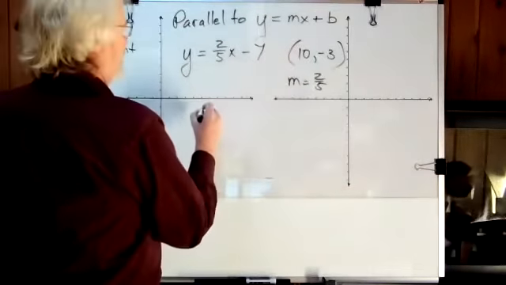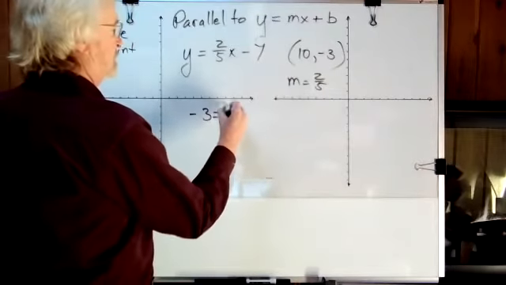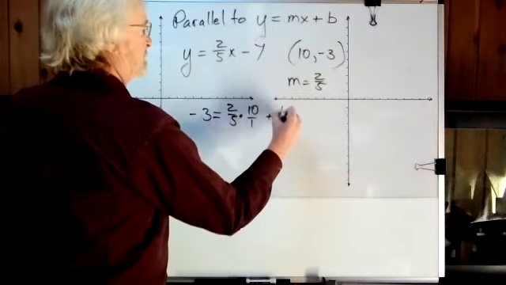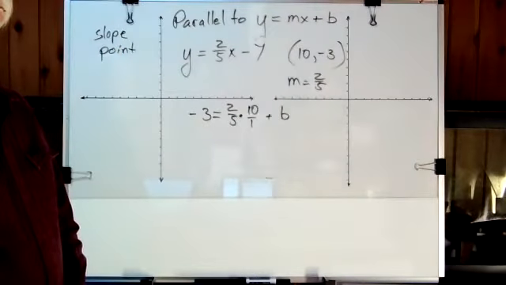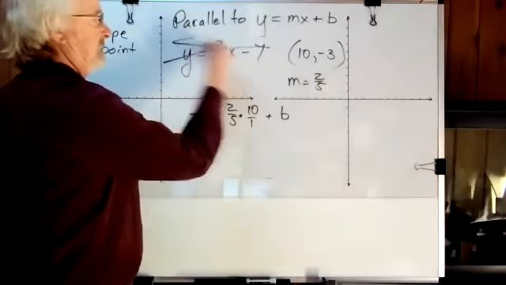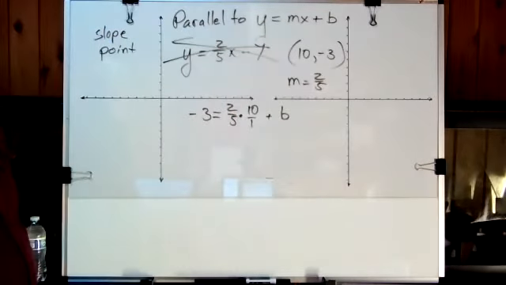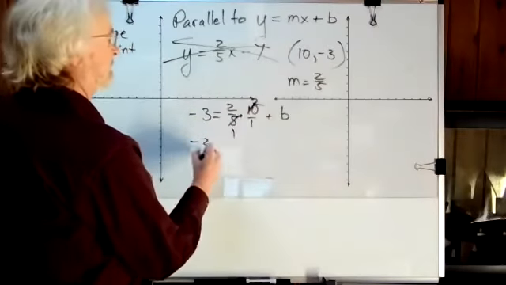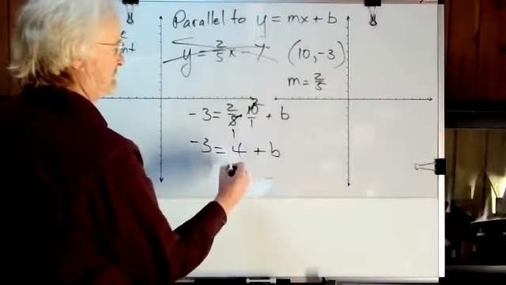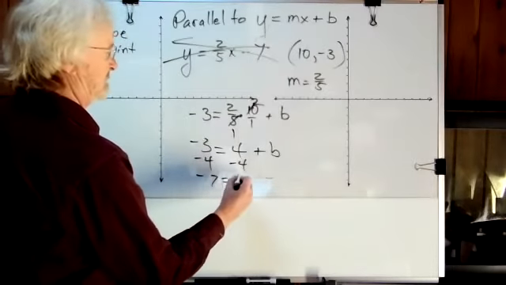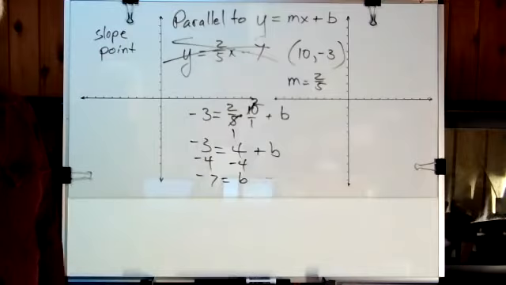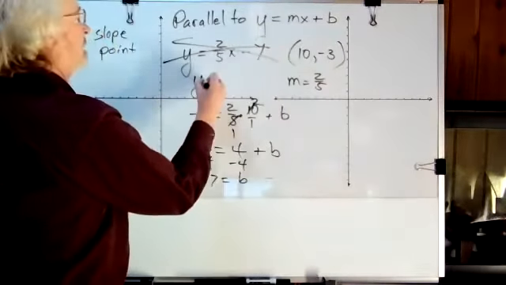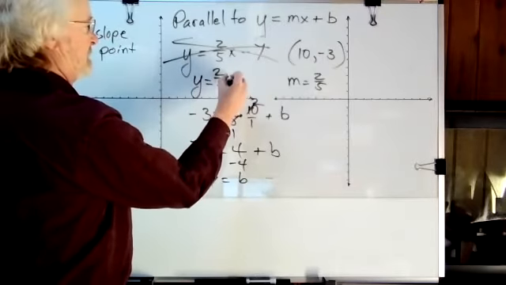So let's say my y value of -3 now equals 2/5 times 10, the x value, plus b. Not doing anything with that equation anymore. And let's cancel some 5s here. -3 equals 4 plus b. Subtract the 4. b is -7. So (0, -7) is my y-intercept. So that means y equals 2/5 x, the slope I'm using.